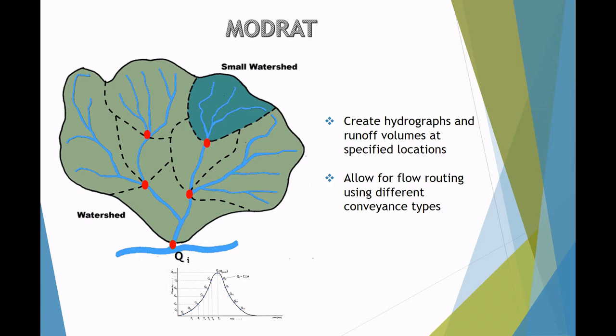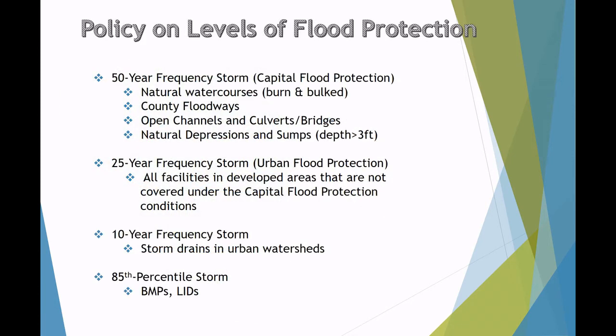So this concludes my hydrology theory. Now I wanted to move on to briefly talk about the policy on levels of flood protection. Public Works established the policy on levels of flood protection. It describes which design storm to use on certain conditions and structures. For capital flood protection, the 50-year design storm is used, and it applies to facilities including natural water courses, county floodway, open channels, culverts and bridges, natural depressions, and sumps for depth greater than 3 feet.